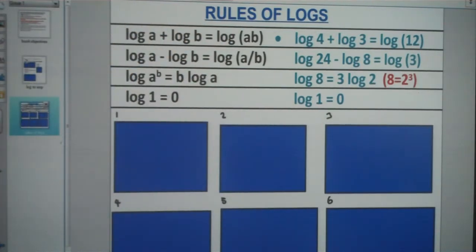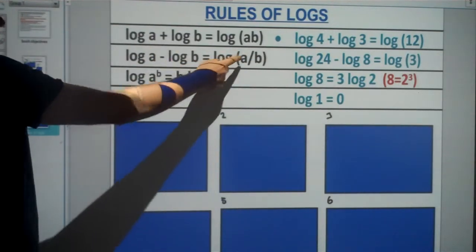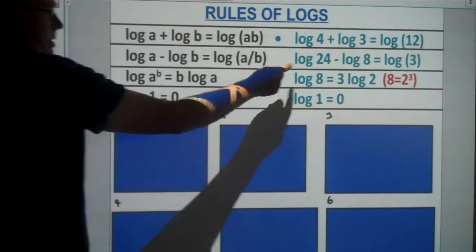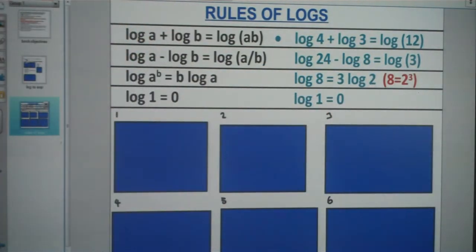Similarly, if you're subtracting, then the rule is you're going to divide. So log of a minus log b, you do a divided by b. So if I did log 24 minus log 8, 24 divided by 8 is 3, so I can combine them. This is very similar to what you did with exponents.